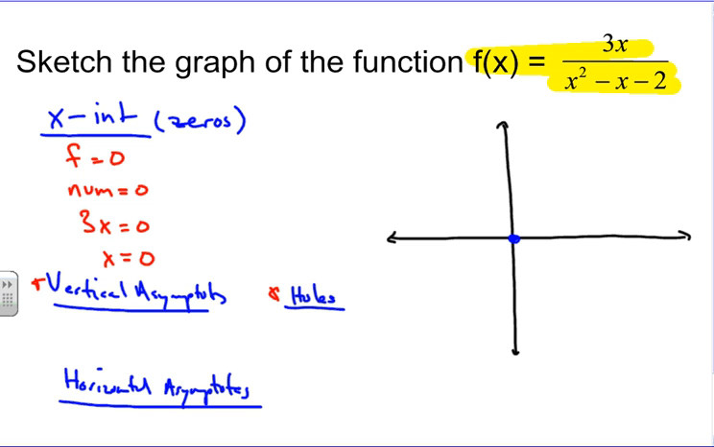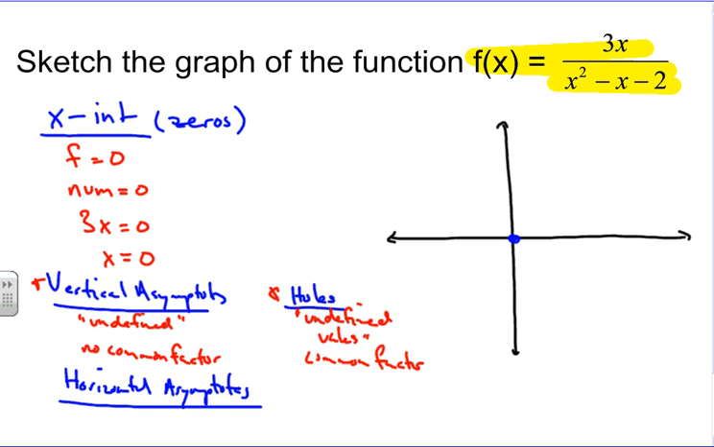Now, holes are undefined values that you can identify because they have a common factor in the numerator and denominator. In this particular problem, we do not have a common factor, so there are no holes in this graph. However, there are some vertical asymptotes, because vertical asymptotes are also undefined values. There are no common factors in the numerator and denominator. And because they're undefined, we're going to take our denominator.